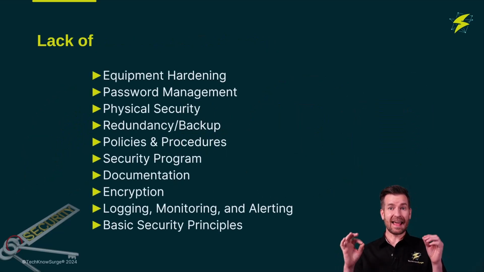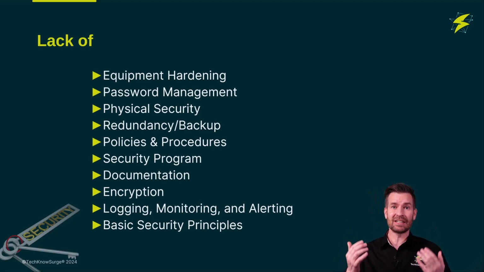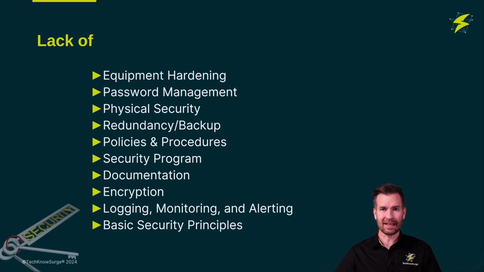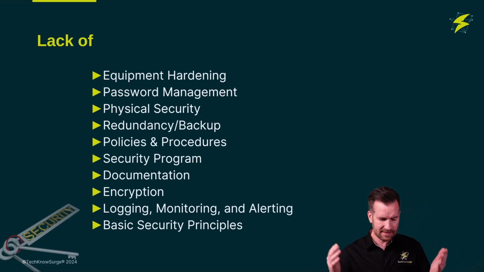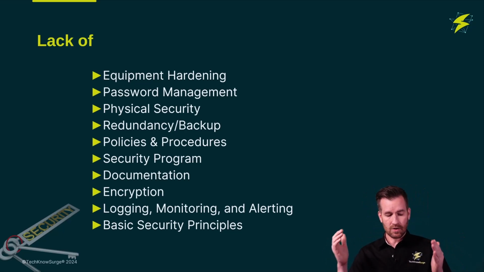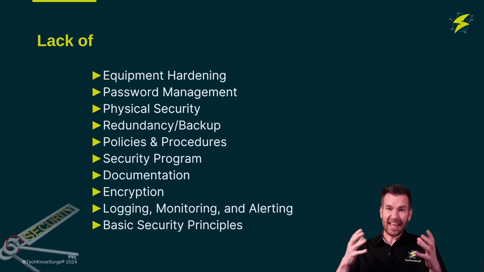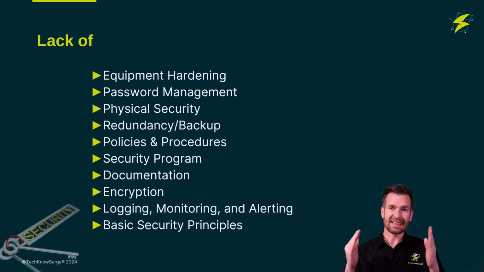So I hope one thing that I've impressed upon you is just the lack of doing anything is a security concern in itself. You have to do something. And there are a lot of things that you should be doing. Things like equipment hardening, password management, physical security, redundancy, backup, policies and procedures, security program, documentation, encryption, logging, monitoring, alerting, basic security principle. The lack of any of these things is problematic and creates problems. And we're going to be tackling that in a future module. So I'm not going to get into it in this video, but just know that the lack of doing anything is going to be problematic as well.